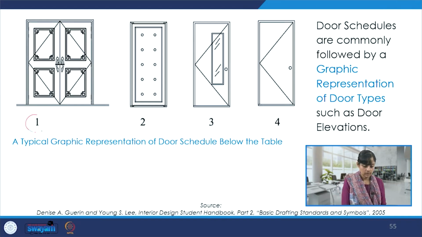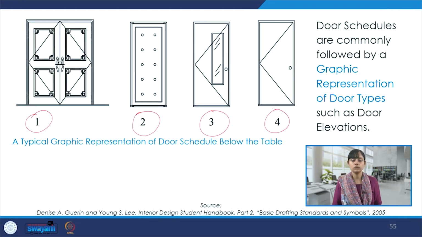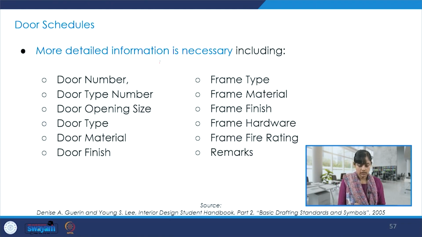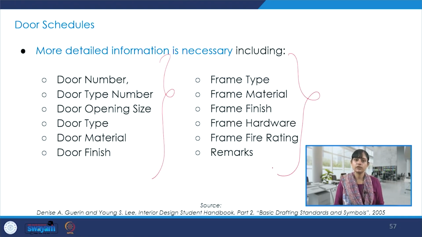This is the markup which we saw in the table on the slide before, and then the quantity or number of these, and then the other details. So again, the mark, the number, and all the details. These are the important details that we have to give in a schedule.